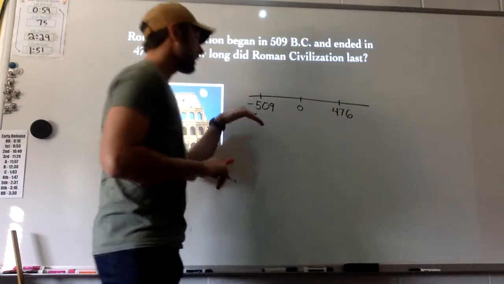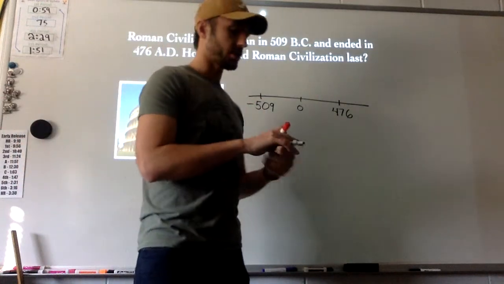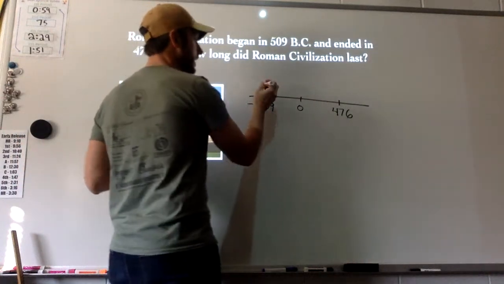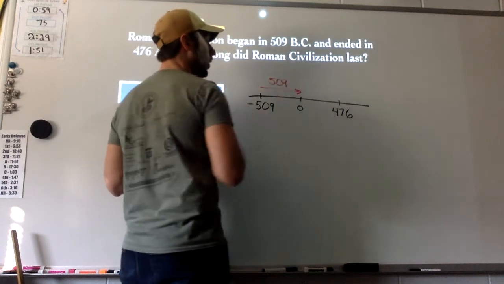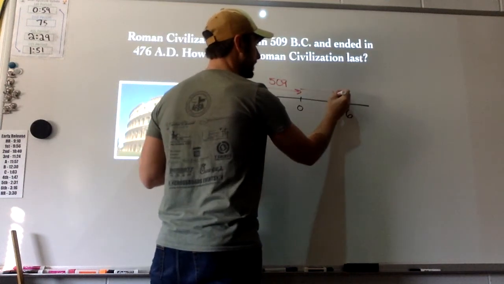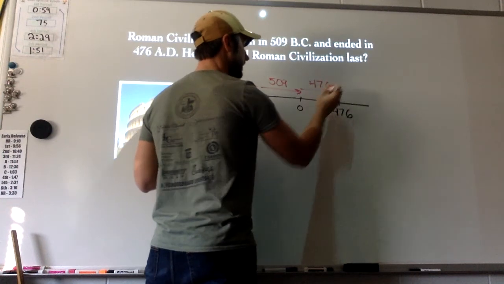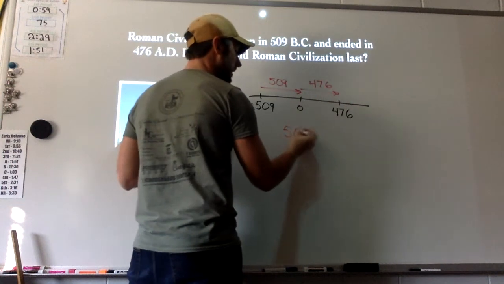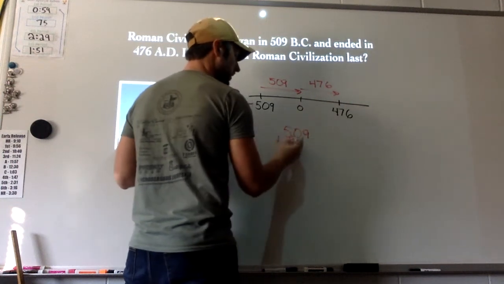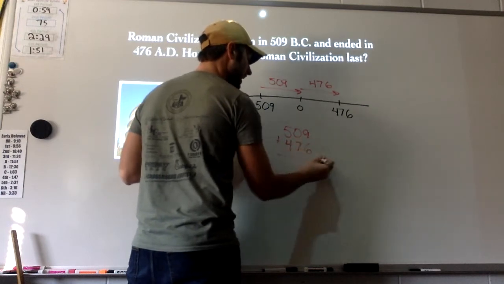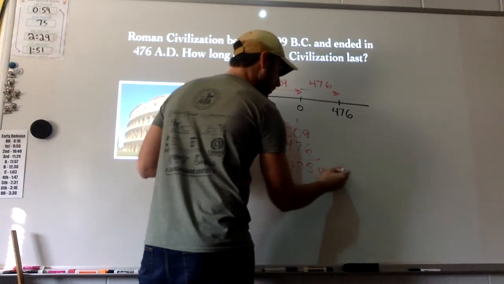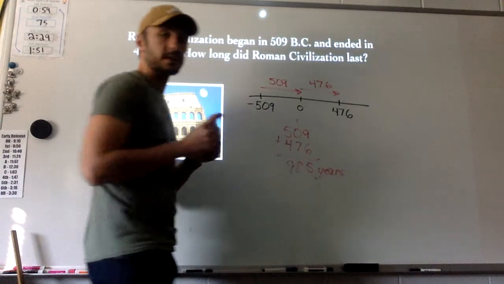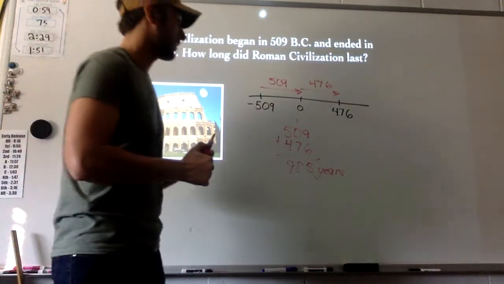Once again, if I'm starting in this year and I want to go all the way to the next year, I'm starting in BC, and it's going to take me 509 years just to get to year 0. Once I'm at year 0, it's going to take me 476 more years to get to 476. So I'm going to add those numbers together to figure out how long the Roman civilization lasted. That's 15, carry the 1, 8, 9. We find out that the Roman civilization lasted 985 years.